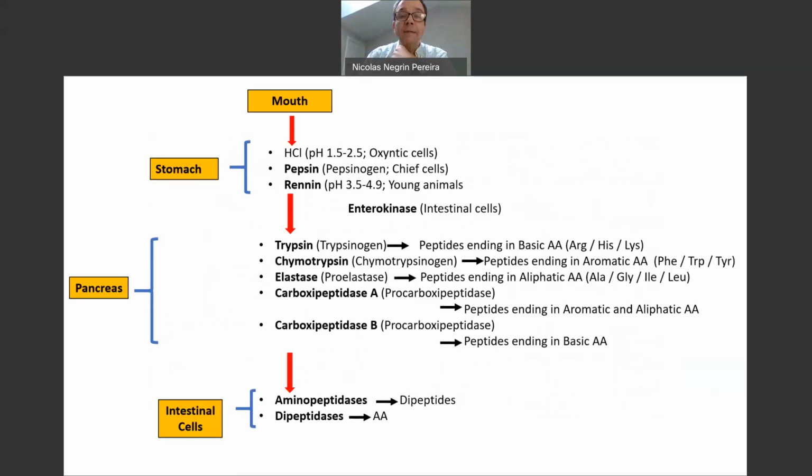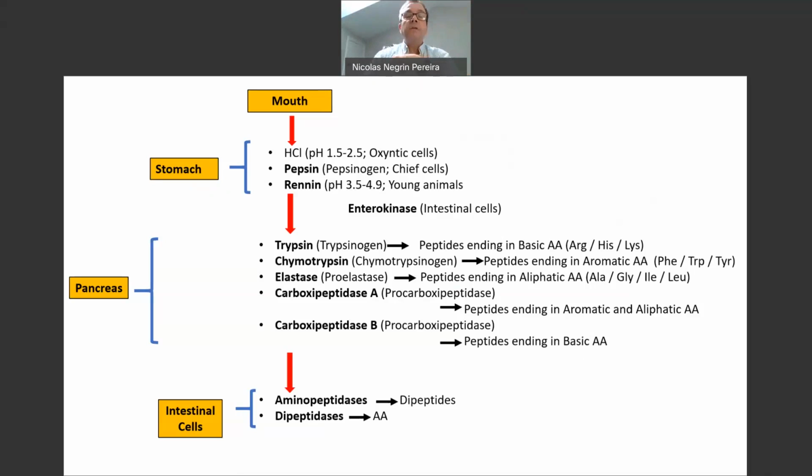Now, let's have a more detailed look at the different enzymes that work on the digestion of protein. So we start with the mouth. No peptidase is present in the mouth. And we move directly into the stomach, where we have the oxyntic cells in the fundic region of the stomach secreting hydrochloric acid, which is going to produce an acidic, really acidic environment, with a pH between 1.5 and 2.5, to give you a reference, which is really acid.